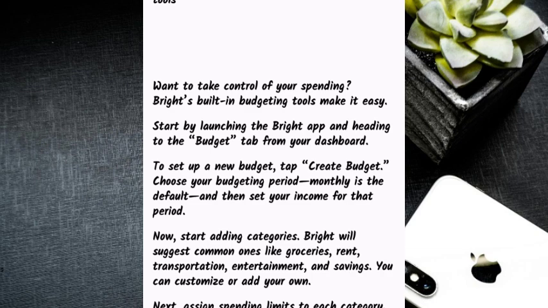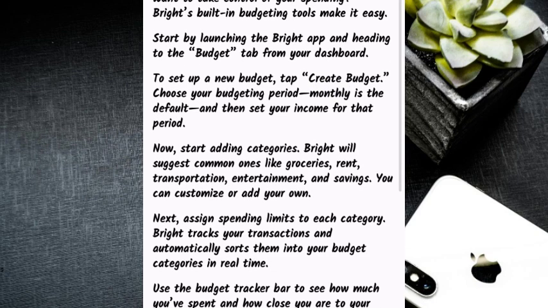Then you can choose your budgeting period. Monthly is the default, and then set your income for that period. Now start adding categories. Bright will suggest common ones like groceries, rent, transportation, and entertainment, as well as savings. You can customize or just add your own.